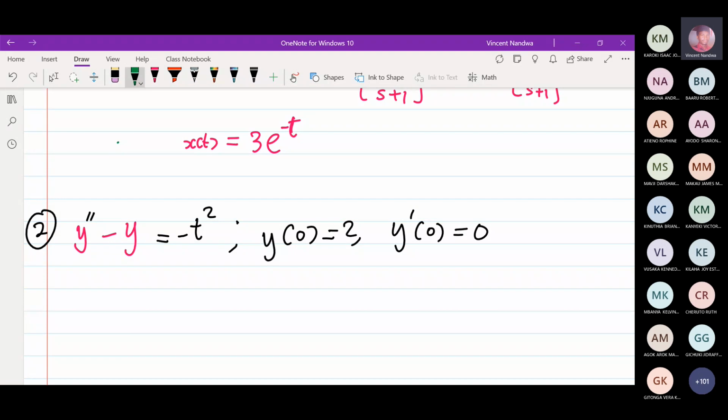Quickly, our function here is in terms of, what is the name of the function in this case? Y. So we'll say let L of y be given by capital Y of s. Then we know that the next step is to find the Laplace transform of each side of the equation.